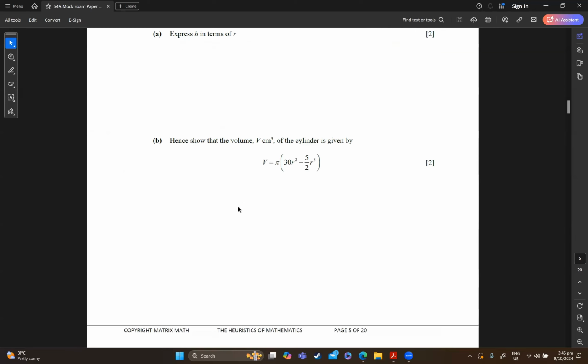Okay, so for part B, right, hence show that the volume of the cylinder is given by the following. So take note, volume of a cylinder is just pi r squared. This is the base area times the height. So it's just pi r squared h. So V equals pi r squared h. So write down pi. Your r remains r squared. Now your h, right, is 30 minus 2.5 r.